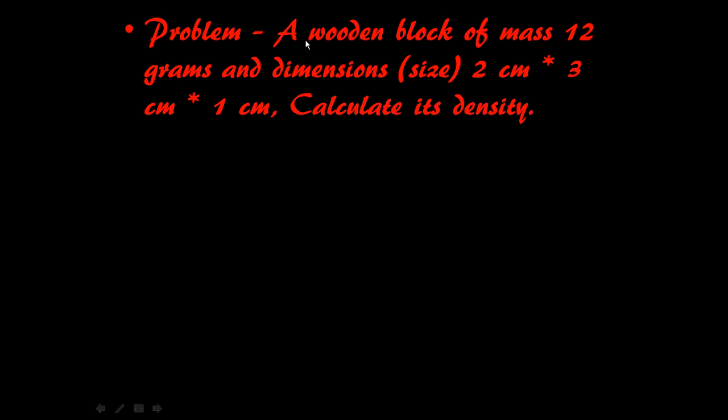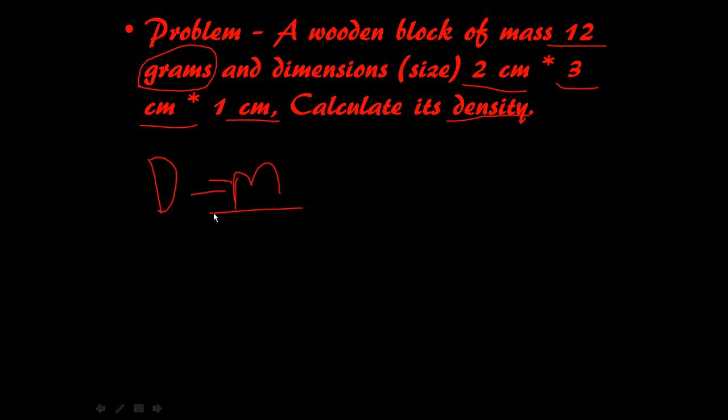Now we have a problem here, I mean a question. We have a wooden block of mass 12 grams, and the unit grams is very important, and it has dimensions 2 centimeters into 3 centimeters into 1 centimeter. We have to find out the density. We just learned the formula: density is equal to mass upon volume. We can simply put these values in this formula, but we know its mass and we don't know its volume.